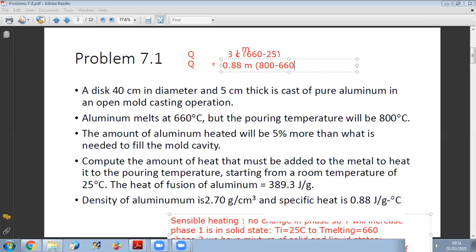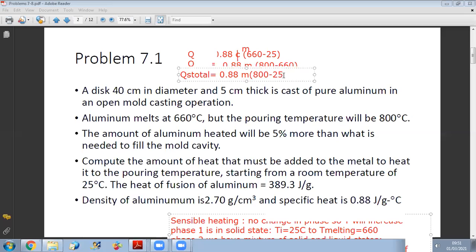So if you want, you can do the total sensible heating in one step, because as you can see, 660 will simplify. Here it's plus, here it's minus. So Q sensible total, because we assume constant specific heat, will be equal to 0.88 times the final temperature, which is 800, minus the initial temperature, which is 25, times the mass, of course.